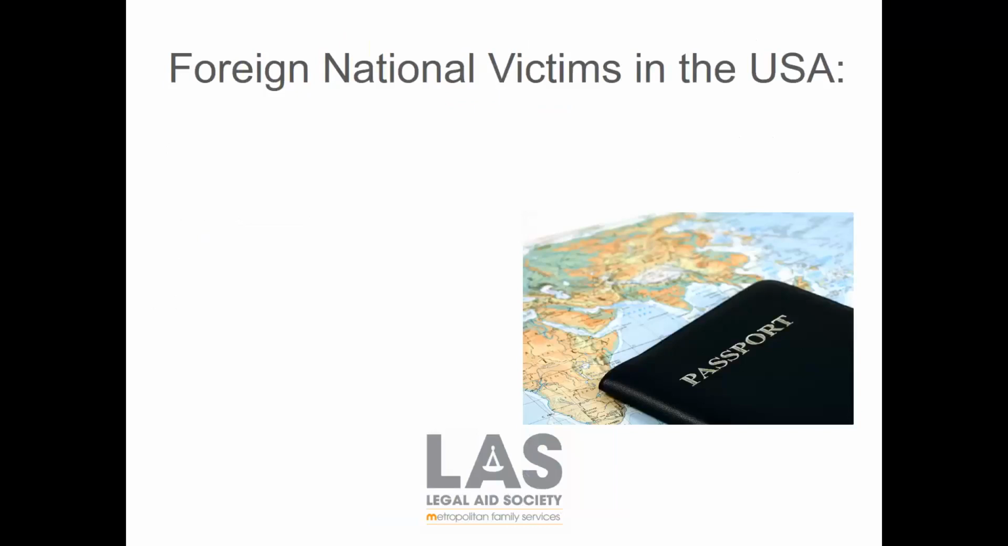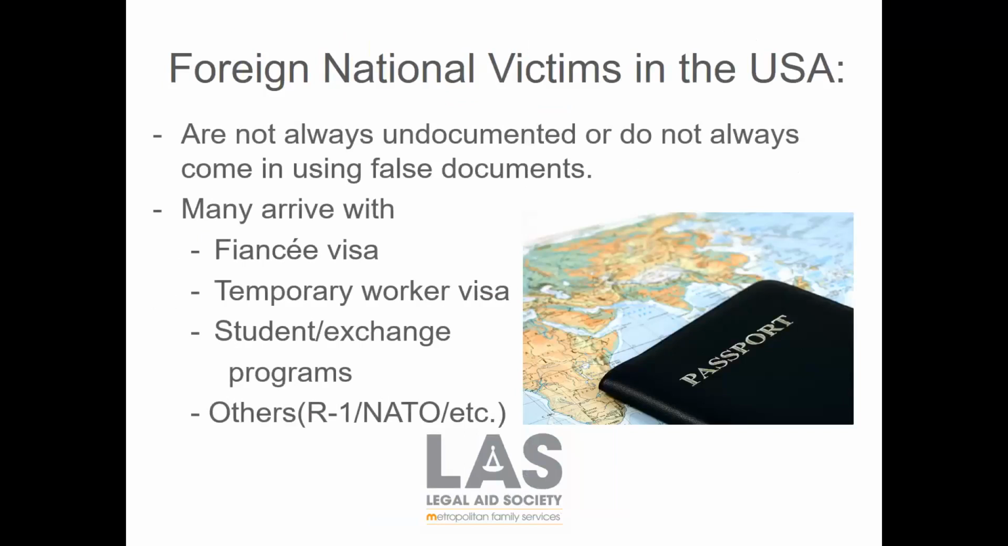That said, trafficking victims who are foreign nationals are not always undocumented, or do not always come in to the United States using false documents. Many enter the United States with valid visas and end up in situations of slavery. There have been trafficking victims who have come to the United States on a K-1 or fiancé visa, on temporary worker visas such as the H-1B or H-2B visas, on student or exchange program visas such as the J-1 or F-1 visas, and others like the religious worker visas, international organization workers staff visa, and the like.